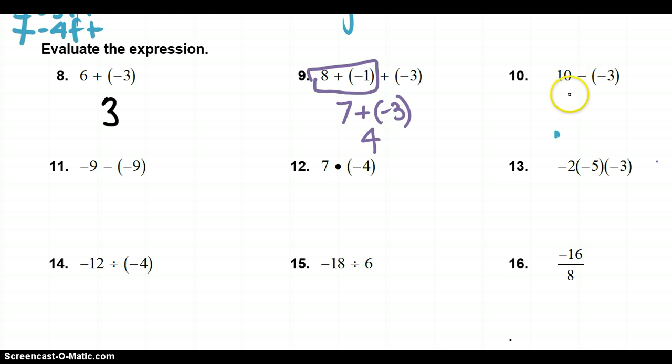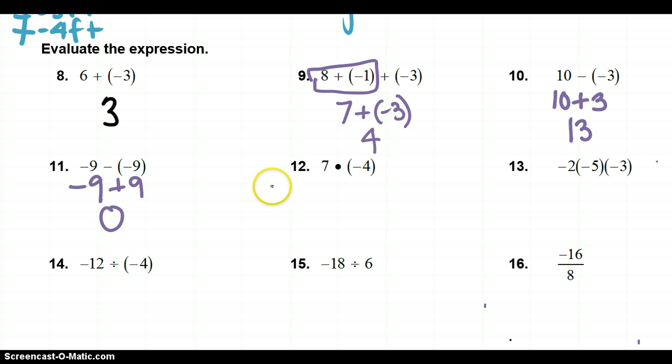Number 10, 10 minus a -3. This is subtraction. Keep the first one, add the opposite of the second number. 10 plus 3 is 13. Number 11 is also subtraction. Keep the first one, add the opposite of the second. -9 plus 9 is 0.